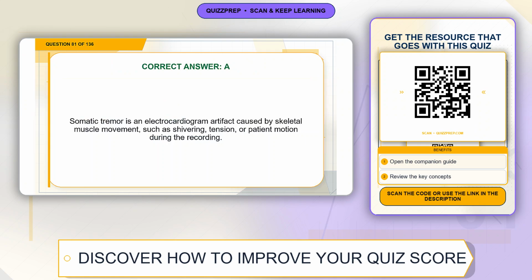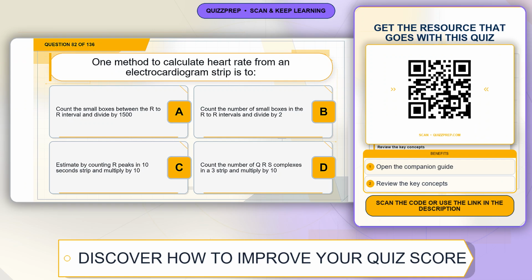the recording. Question 82. One method to calculate heart rate from an electrocardiogram strip is to Option A, count the small boxes between the R to R interval and divide by 1,500. Option B, count the number of small boxes in the R to R intervals and divide by 2. Option C, estimate by counting R peaks in 10-second strip and multiply by 10. Option D, count the number of QRS complexes in a 3-strip and multiply by 10.